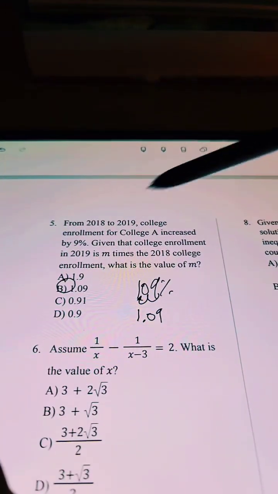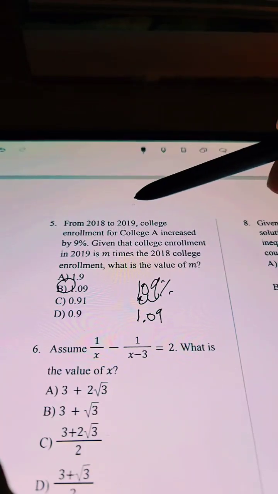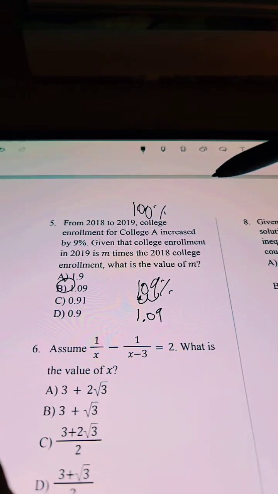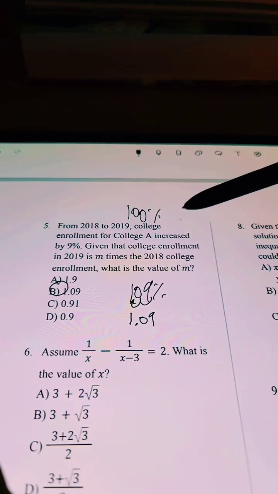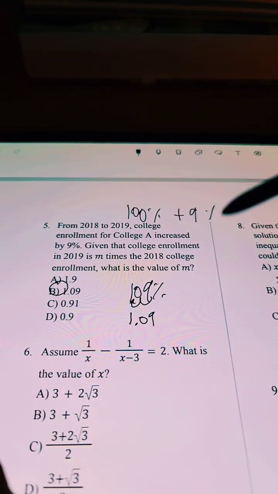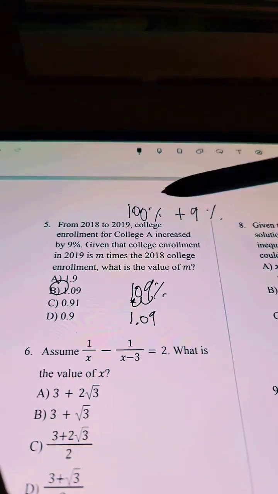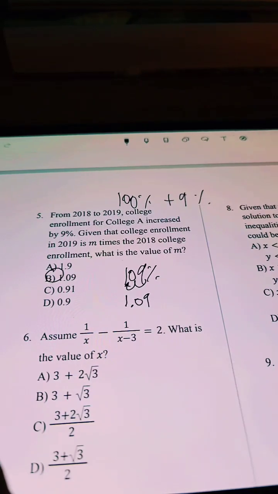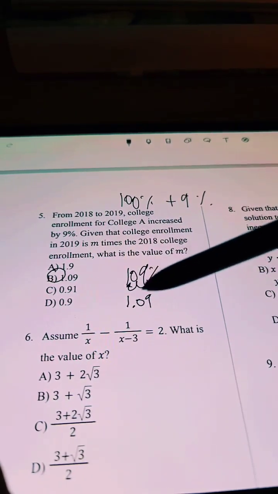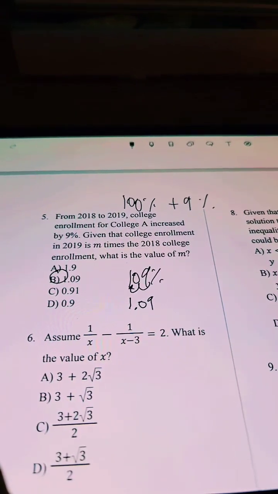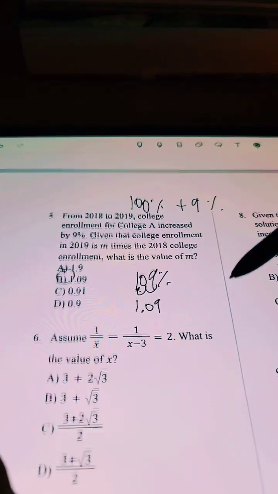So we're increasing by 9%. If you have all of something, you have 100% of it, right? You have everything, 100%. So if it's increasing by 9%, then we're talking about 109% of a number, if that number is going to increase by 9%. So in order to find 109% of a number, you have to turn the percent into a decimal and multiply by it. This is for digital SAT prep.